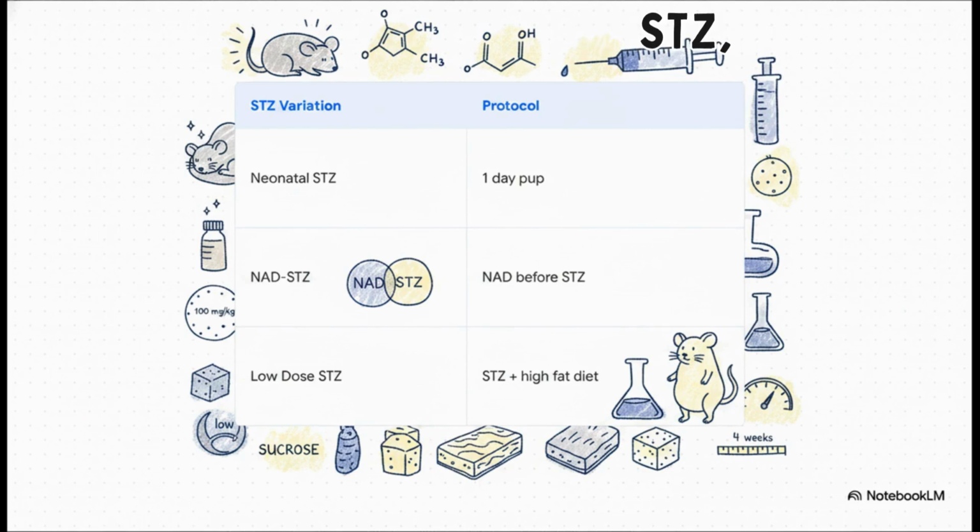First, there's neonatal STZ, where we give 100 milligrams per kg to a one-day-old pup. Second is the NAD STZ model, where we administer nicotinamide before the STZ. And third is the high-fat diet model. You give a tiny dose of STZ, just 30 milligrams per kg, and feed them a diet of 20% sucrose and 10% pig lard for 4 weeks.